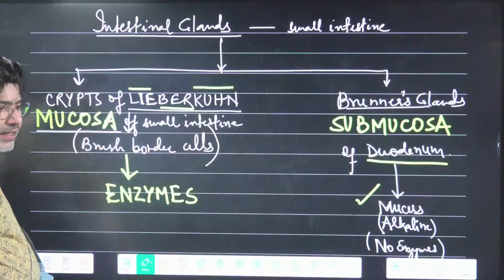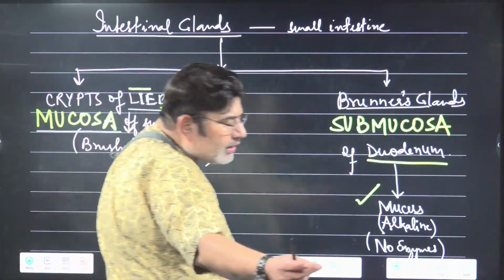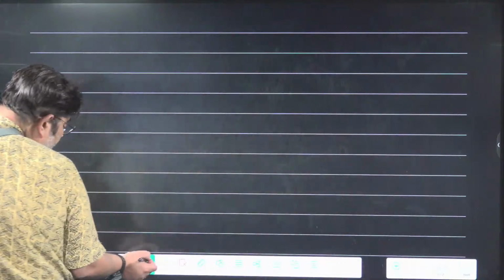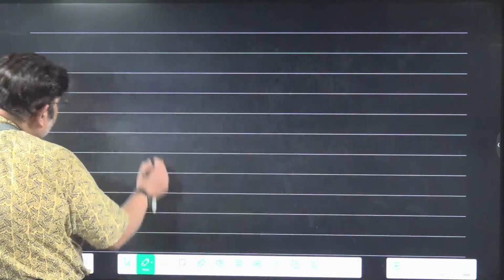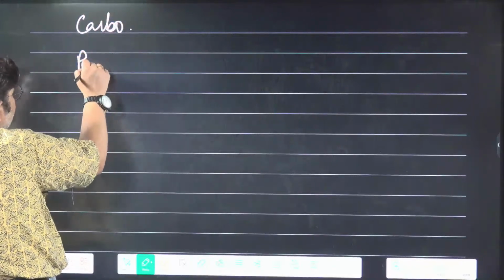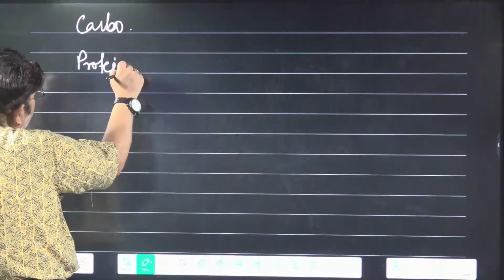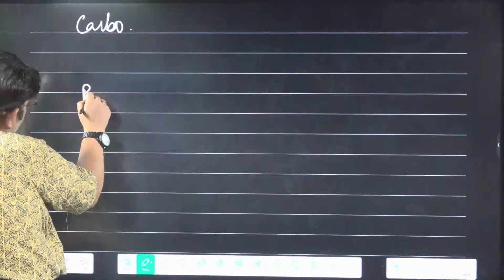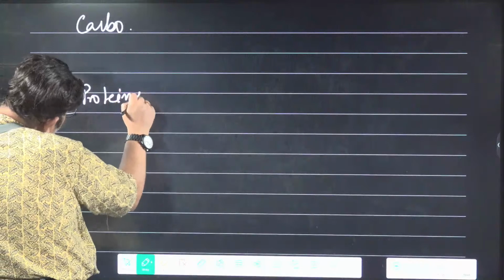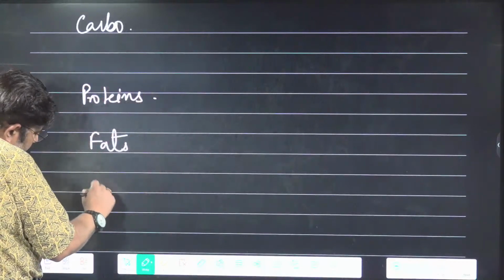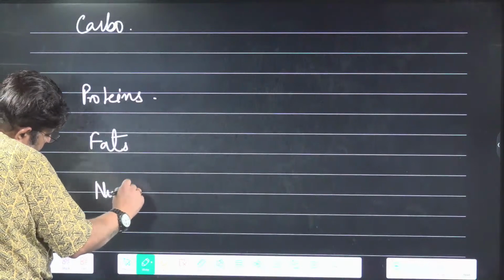Okay. Again the same thing. This is the last 2 minutes I am taking. We'll divide in the same way: starting with the carbohydrates, then proteins, then fats and nucleic acids.